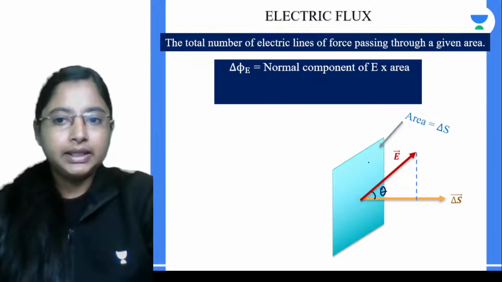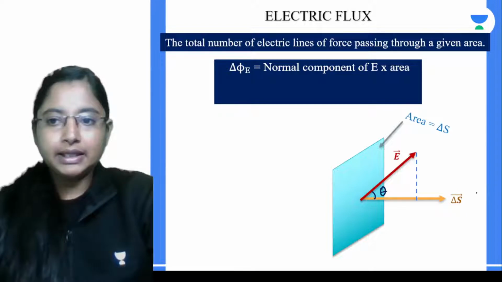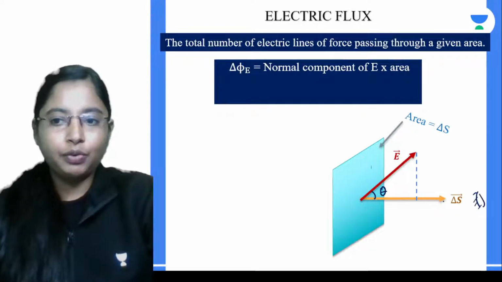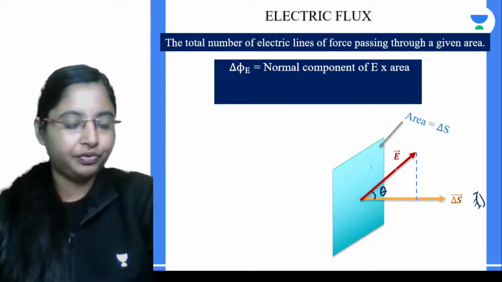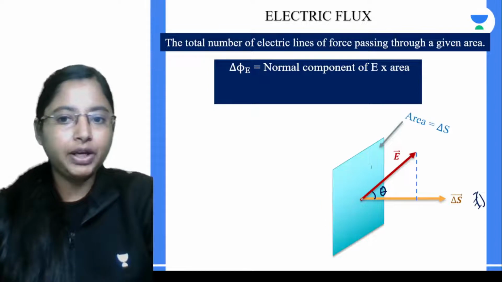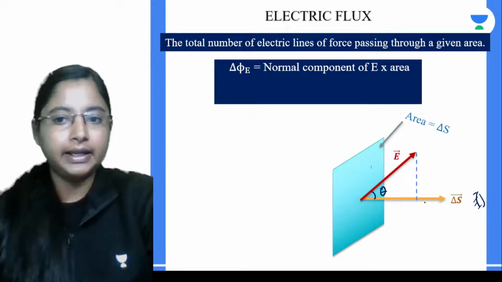Now in this case, we are watching this particular surface from here. If you are watching the surface from here, then we are not looking at the entire electric field, we are only looking at the component of the electric field that's in our direction of view.